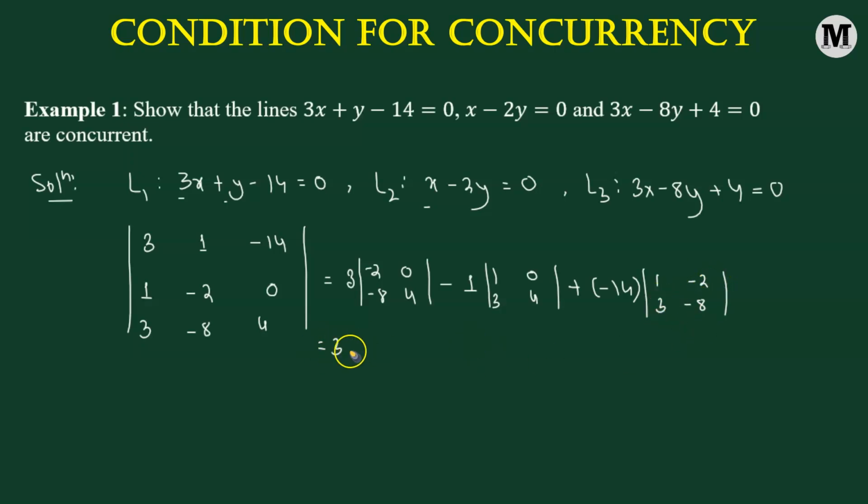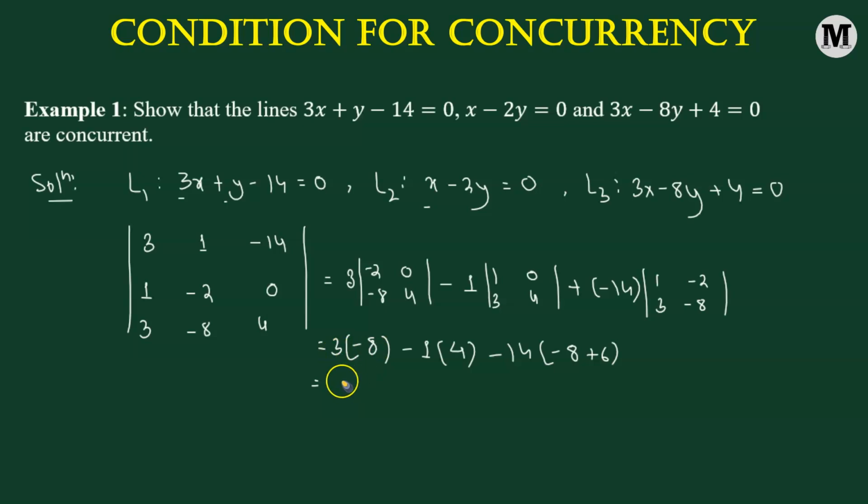Okay, so let's expand it. So we have 3 multiplied to negative 2 times 4, that's negative 8. Negative 8 times 0, that's simply 0. Well, leave it aside. Then we have negative 1 multiplied to 1 multiplied to 4, that's simply 4. 3 times 0, that's 0. We have negative 14 multiplied to 1 times negative 8, so that's negative 8, minus 3 times negative 2 makes it negative 6, but since we already have a negative sign, we're going to get positive 6.